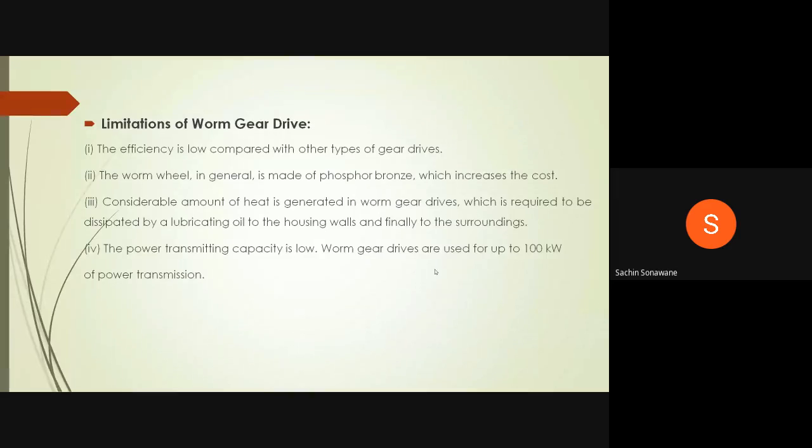Limitations of worm gear drive. The efficiency is low compared with other types of gear drives. Second, the worm wheel in general is made of phosphor bronze, which increases the cost. Third, a considerable amount of heat is generated in worm gear drives, which is required to be dissipated by lubricating oil to the housing walls and finally to the surroundings. Fourth, the power transmitting capacity is low. Worm gear drives are used up to 100 kilowatts of power transmission.